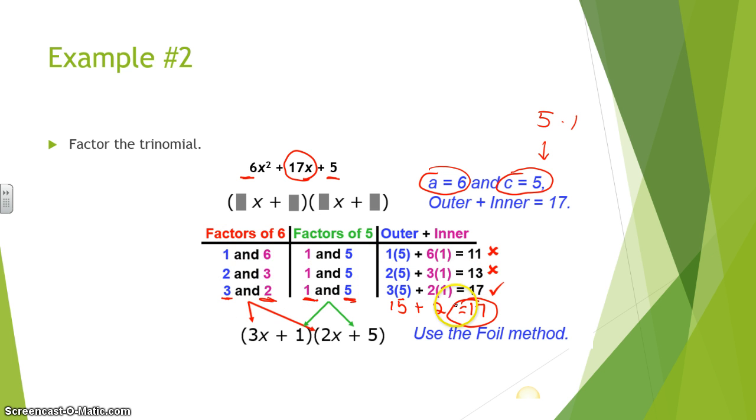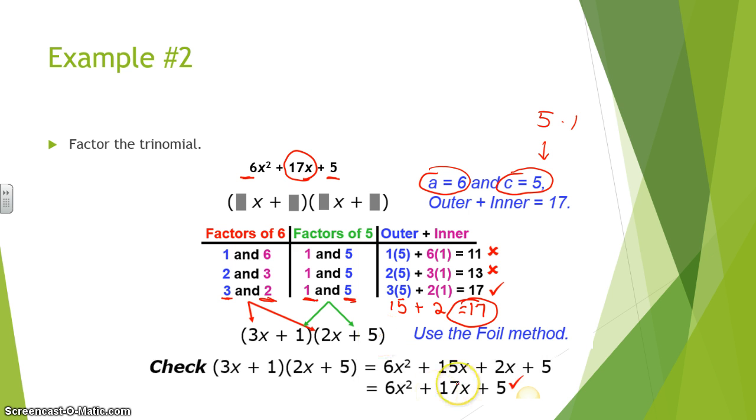So using this chart is going to help you guess and check, because notice if they used other factors of 6 and 5, when you add it together, it doesn't give you 17. So by using this chart, our factors are going to be 3x plus 1, 2x plus 5. And we can check our work by using the FOIL method to get the same original answer from the beginning.